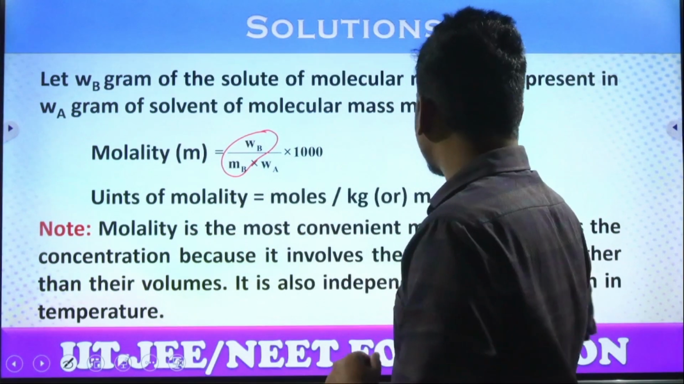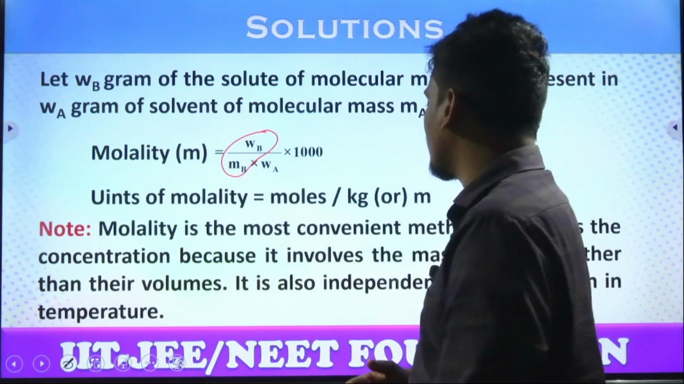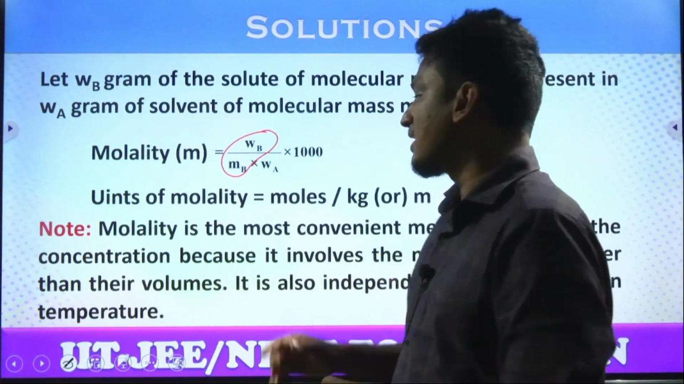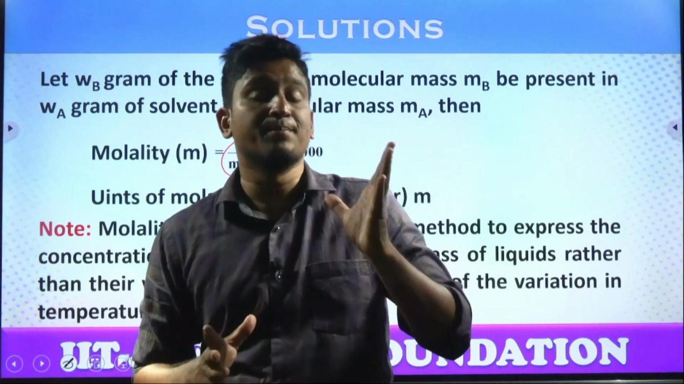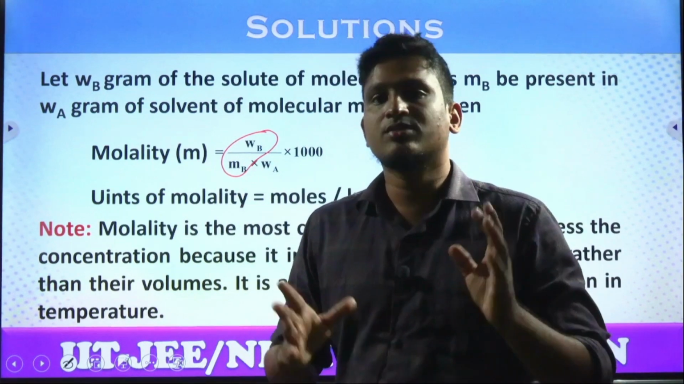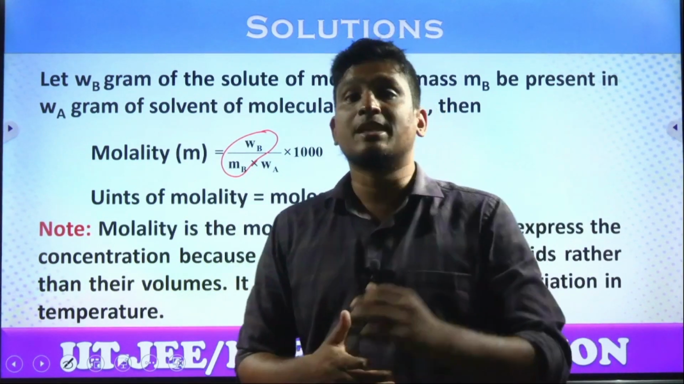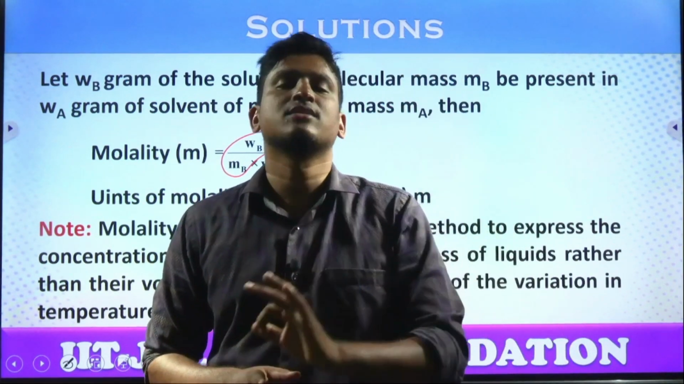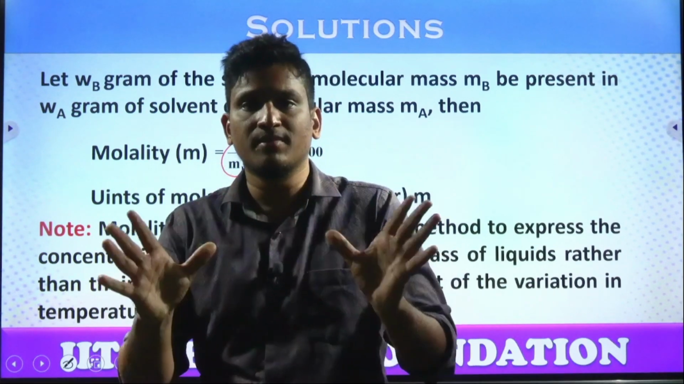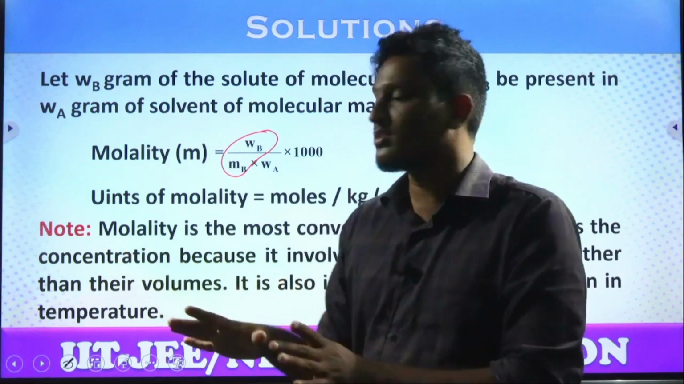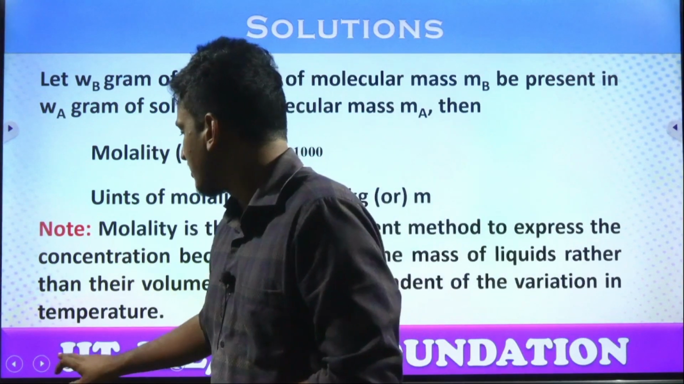Molality is the most convenient method to express the concentration because it involves the mass of liquids rather than their volume. Why? Because, students, volume always changes. It's temperature dependent. Temperature changes, volume changes, but molality is temperature independent. If you increase the temperature, does the mass change? No, the mass always remains the same. That's why it's the most convenient method to express concentrations, students.